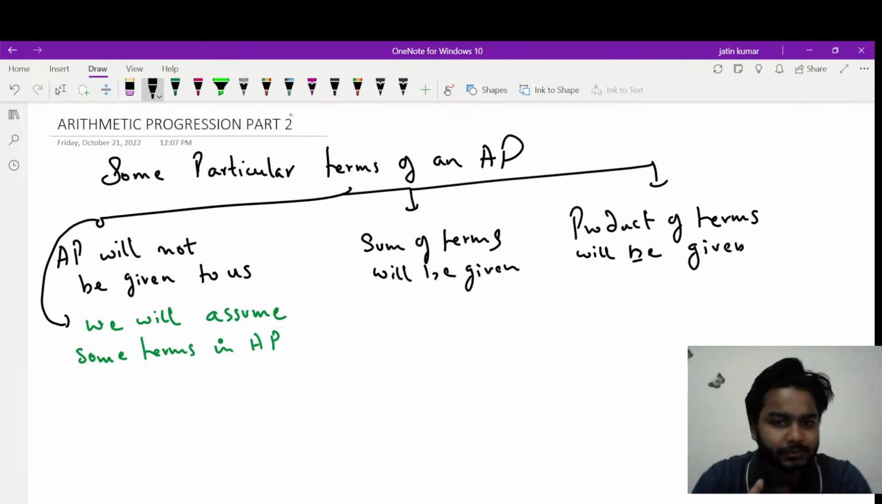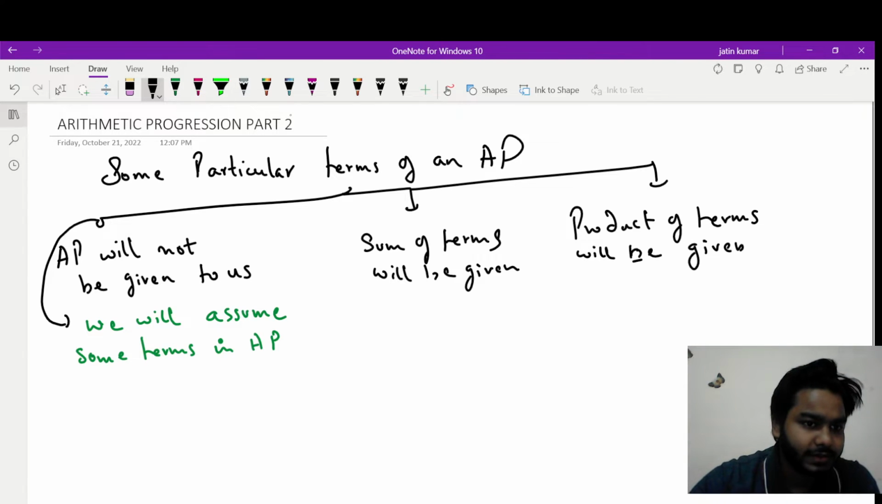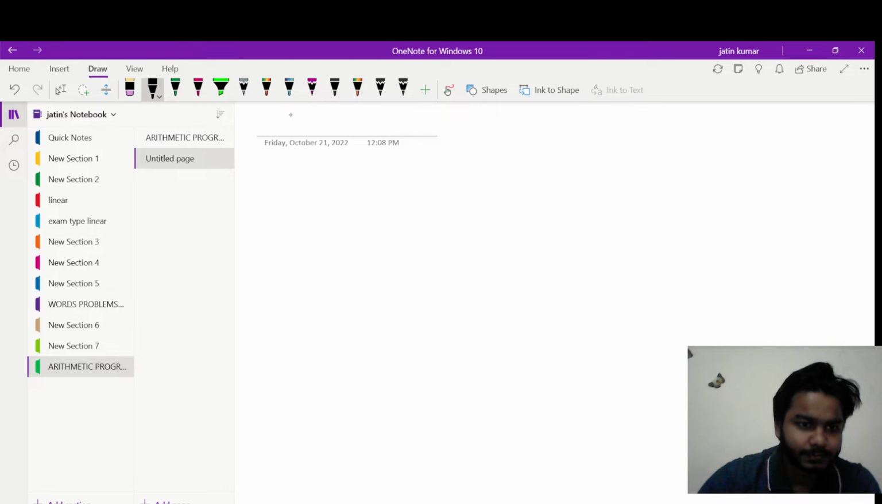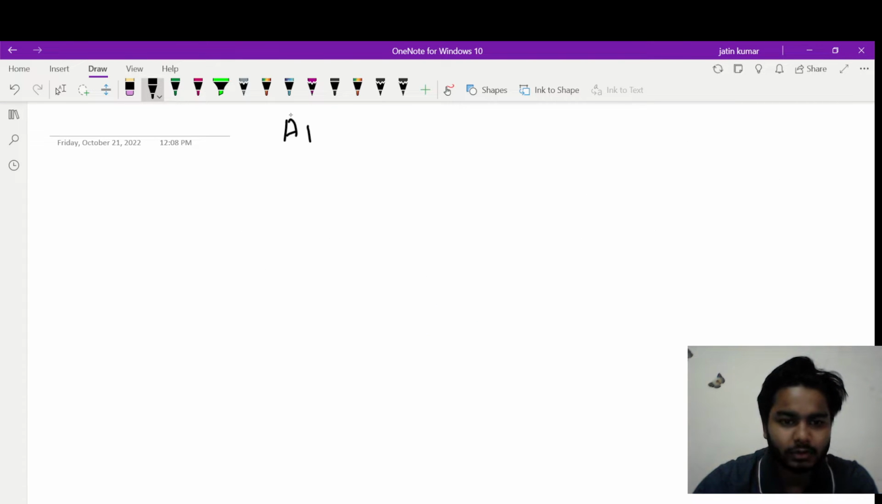Now these are the three criteria of this concept. First of all, AP will not be given to us, we will have to assume it. Sum will be given to us, and the product will be given to us. Okay, now let's move on to the next slide. Now in case AP is not given, how will we assume some terms in AP?